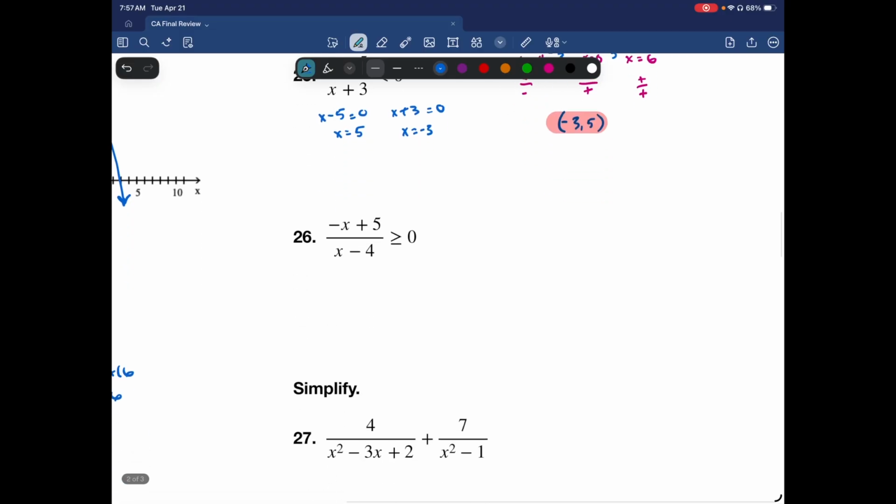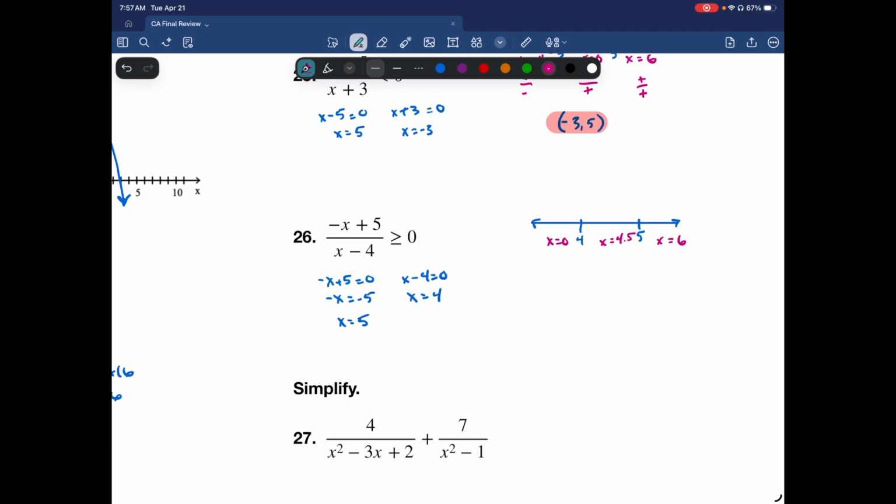26 is very similar. You got negative x plus 5 equals 0, x minus 4 equals 0, so x equals 4. Negative x equals negative 5, x equals 5, so you got your graph. You got 4, you got 5. All right, so I'm going to pick some points. Let's do x equals 0, x equals 4.5, x equals 6.